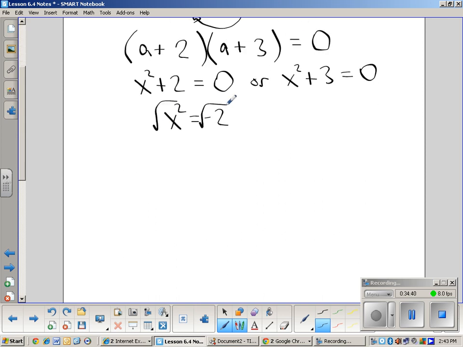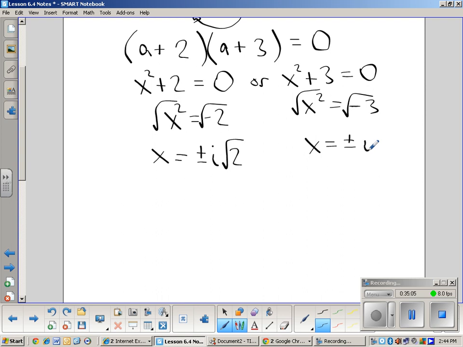I have a negative, so it's going to be an i. But I have a square root, so that's always plus or minus. Square root of 2 doesn't simplify. So x is equal to plus or minus i square root of 2. I come over here. I get x squared equals negative 3. Square root both sides. x is equal to plus or minus i square root of 3, can't do anything with it.